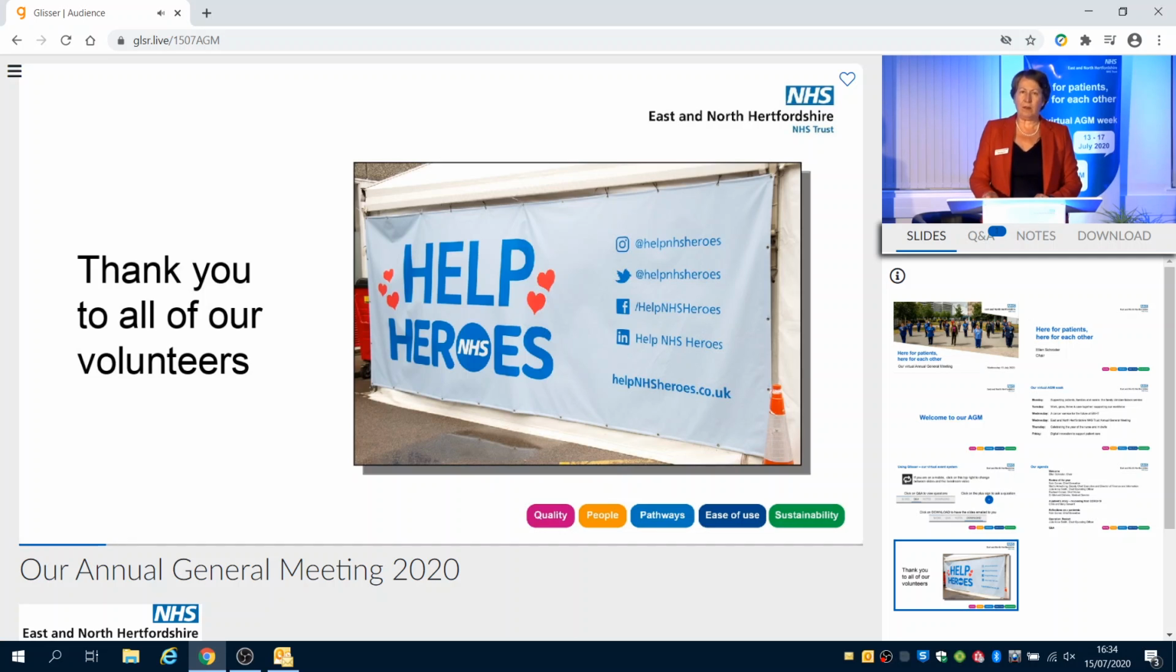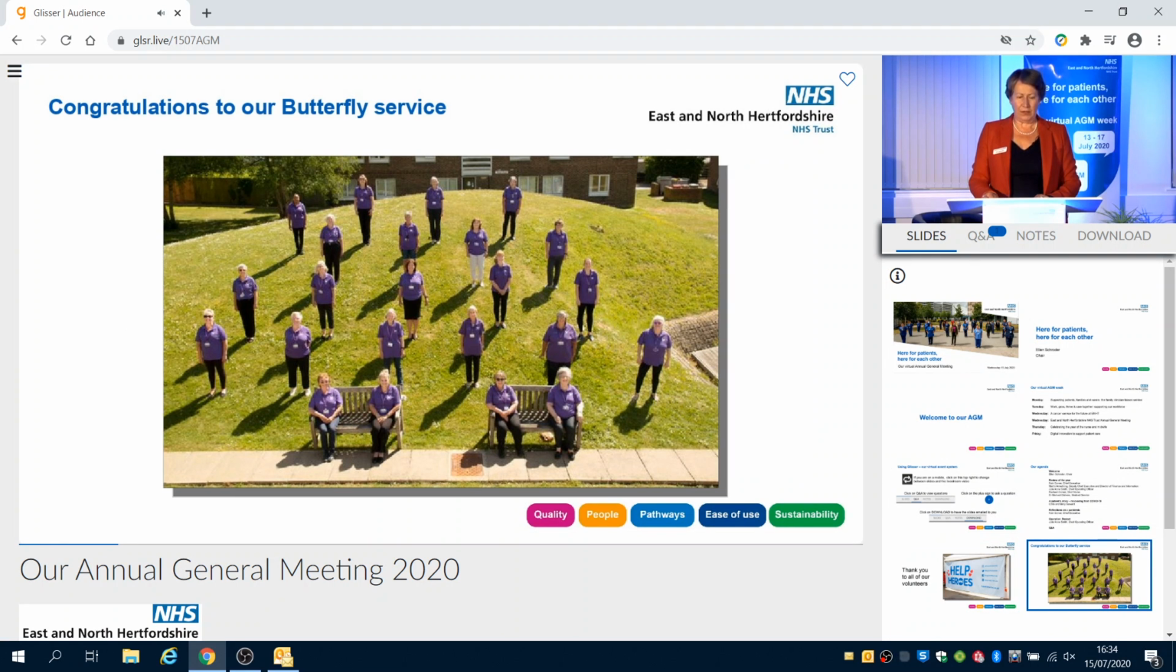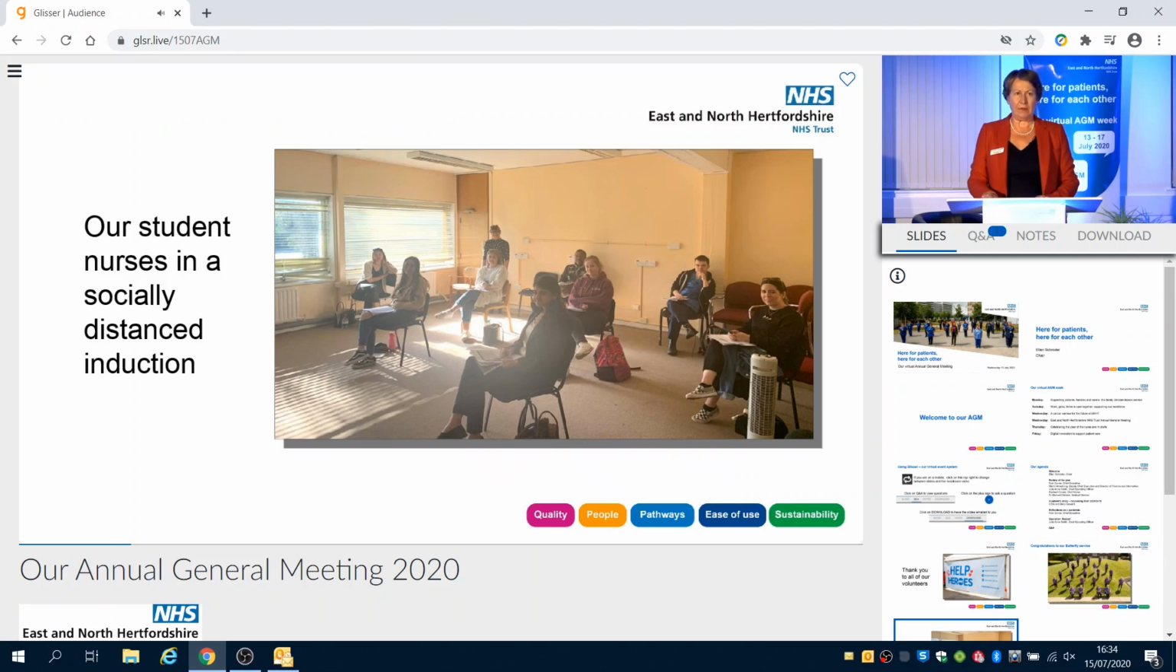We already have an incredibly strong volunteer team in the Trust, and that team was complemented by members of the community, including our Help for NHS Heroes volunteer team, who set up a pop-up shop to help distribute food and other donations to our staff. And congratulations to our fantastic butterfly volunteers, who have this year received the Queen's Award for Voluntary Service. Well done for all you do for our patients who are at the end of their lives.